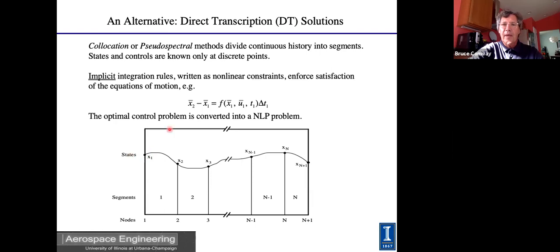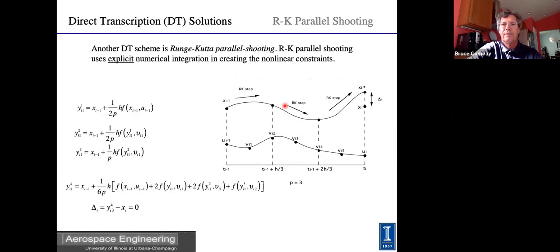Okay, so this becomes a nonlinear programming problem then. You want to minimize a certain function such as final time or the negative of the final mass. Putting in a whole bunch of constraints like this enforces satisfaction of the system differential equations. And you also can input upper and lower bounds on the states and the control variables.